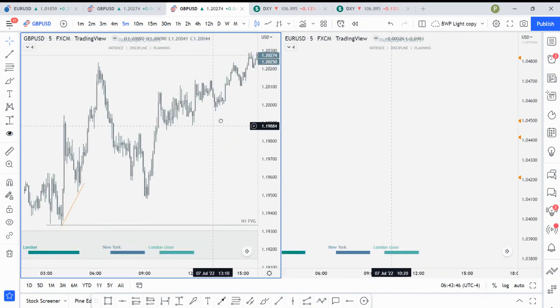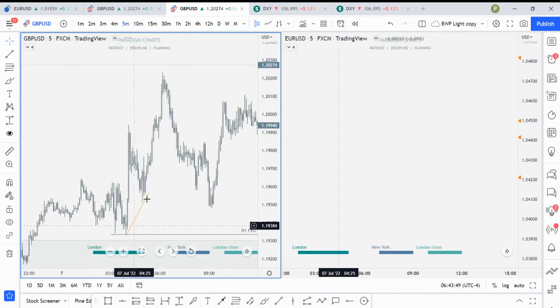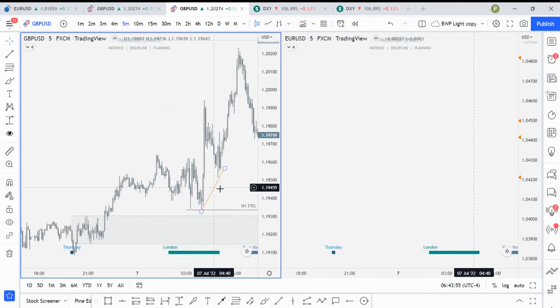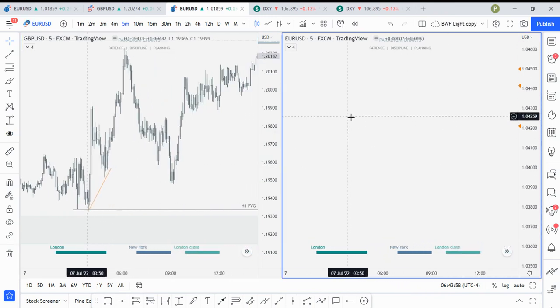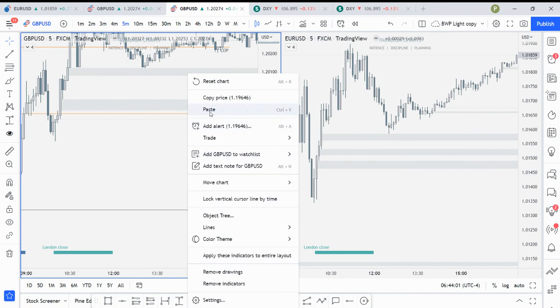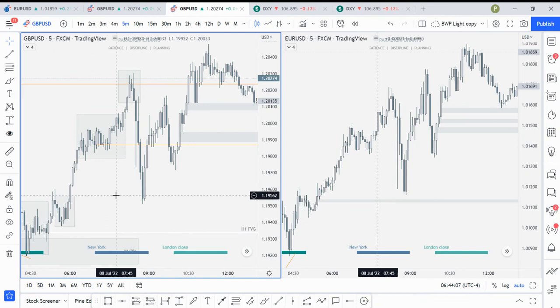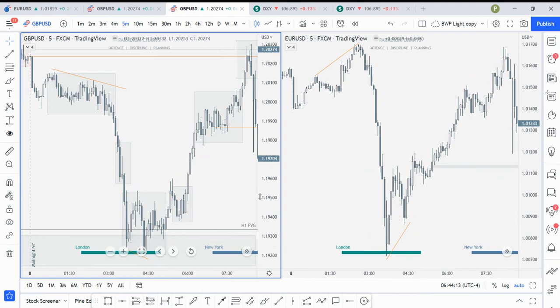Now, one thing you would observe from the SMT examples I've shown thus far is that most of these setups happen inside of the Q zone. You can see the London Q zone. What do you see here? This is SMT divergence happening inside of the London open Q zone.